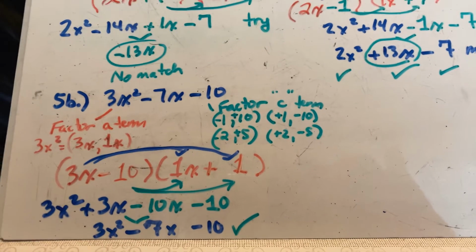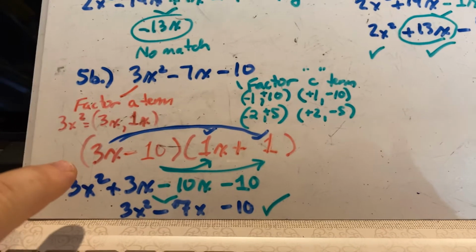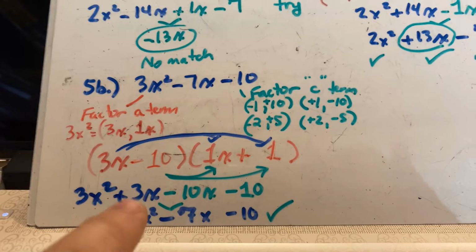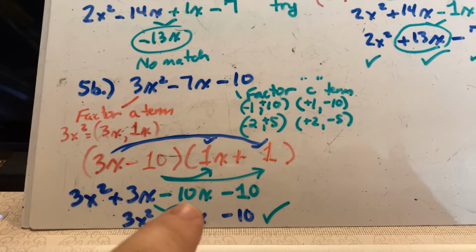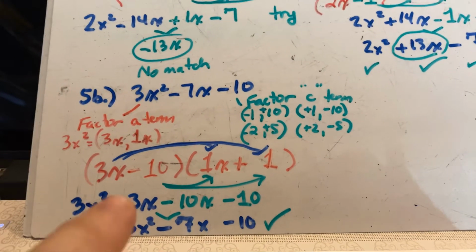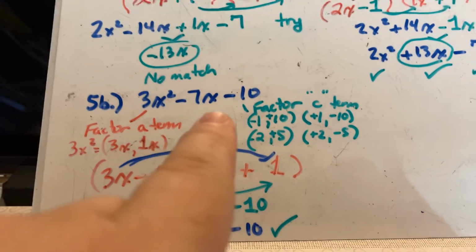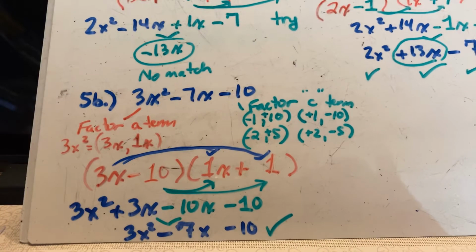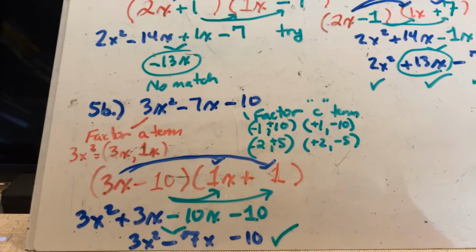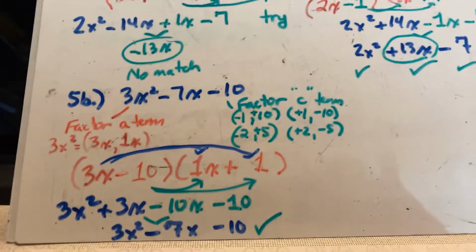And so you could, through trial and error, try the different possibilities, and then you will find that this will be the one that finally works for you. 3x times 1x is 3x squared. 3x times 1 is 3x. -10 times 1x is -10x. -10 times 1 is -10. Combining like terms, I have 3x minus 10x gives me that -7x from the original equation that I'm looking to match. The 3x squared in the front checks with the original, and the -10 in the back also matches with the original. And so that is your correct factorization, 3x minus 10, 1x plus 1.